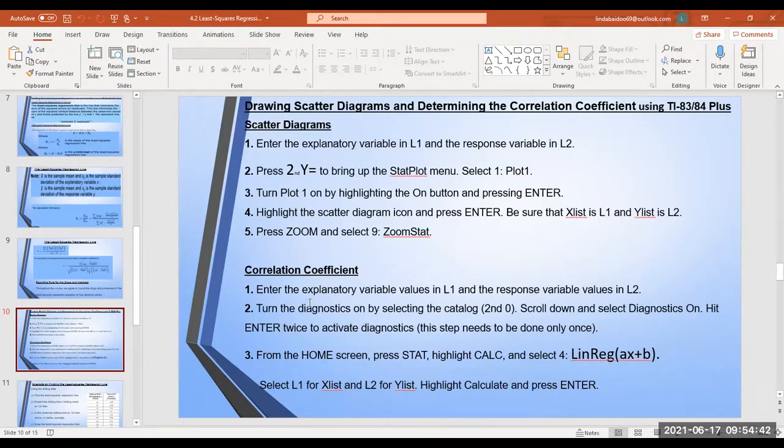The steps are: we put all the X values in L1. You already know where to locate L1: you go to STAT, Edit, and under Edit you see L1. We put X values in L1 and Y values in L2. Then we turn on what we call diagnostics. To turn on diagnostics, you select second function and 0, then scroll down all the way to DiagnosticOn, and press enter twice. Then from the home screen, we go to STAT again, then CALC. This time we select this, which will give you the value of R.